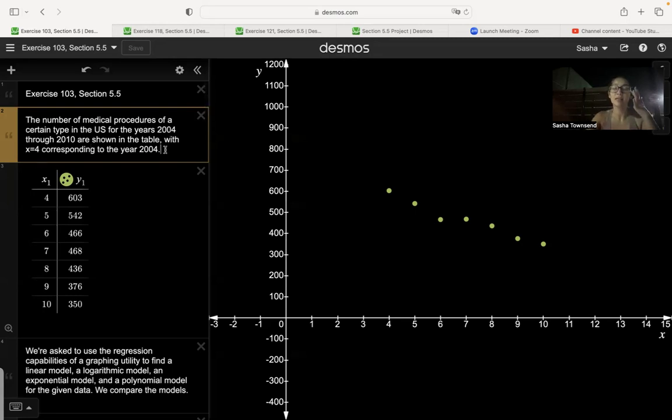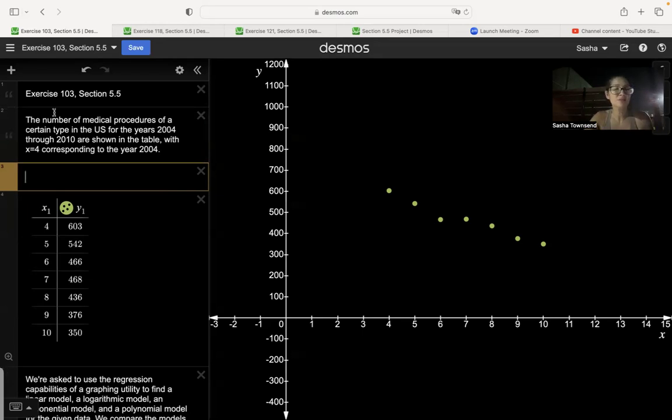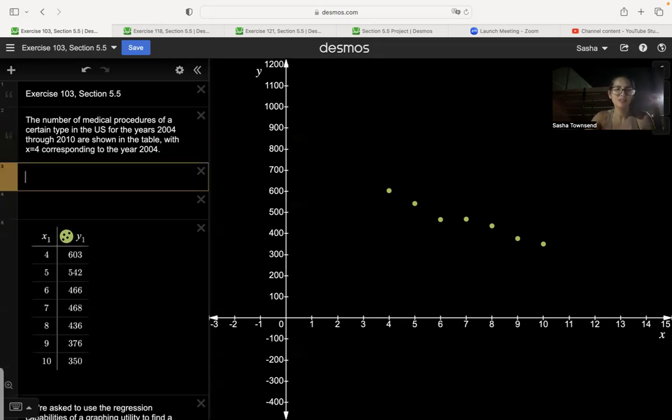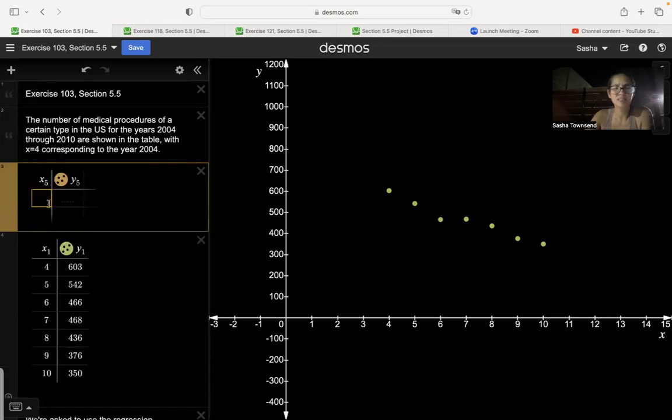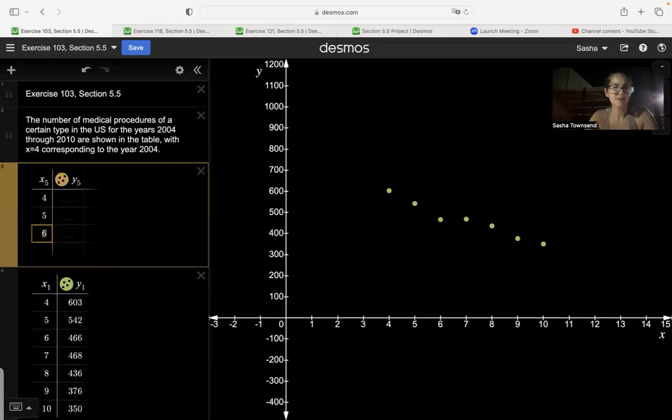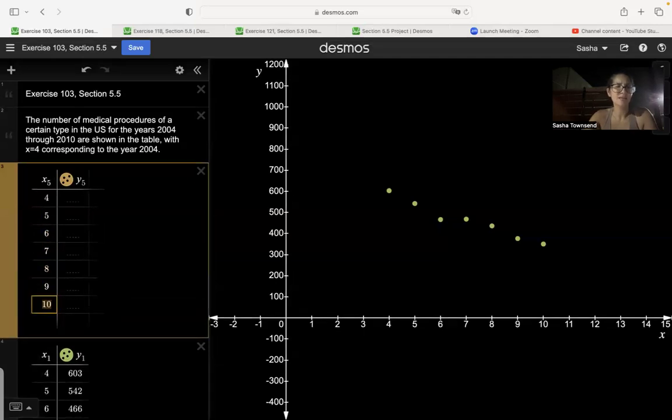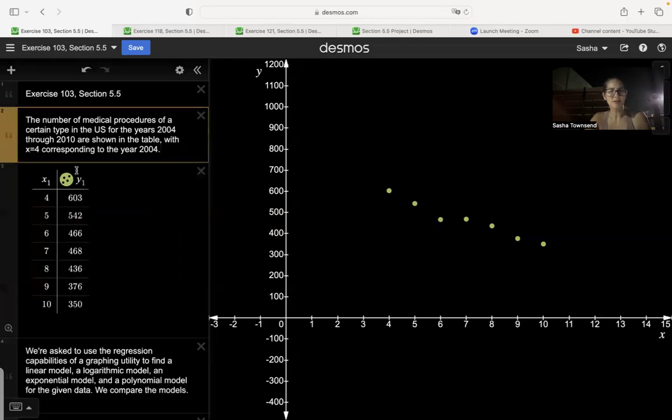In order to enter that table onto Desmos.com, I just clicked enter here from this cell, and that brought up a new cell. Then I chose the add item sign, and then chose table here, and then you can just type in your data. So I started with 4, and then I went 5, and then it automatically populates all the way up through 10. And then I just typed the corresponding y values from the table in the textbook. In order to get that data set, if you select that little open circle next to the y values, it plots the points.